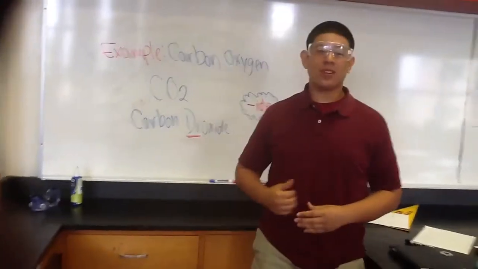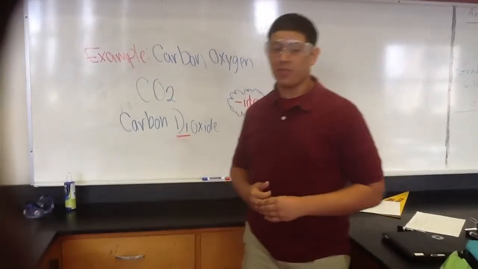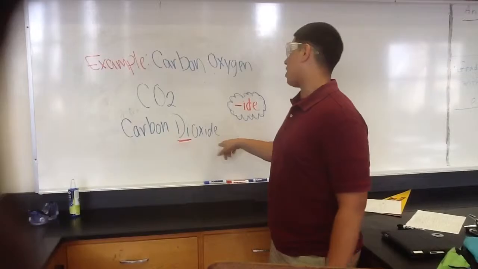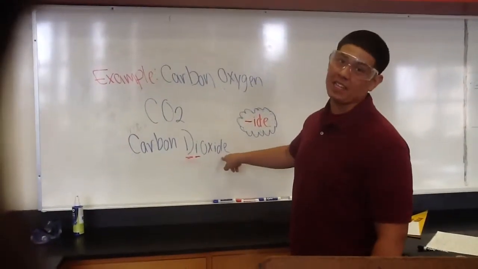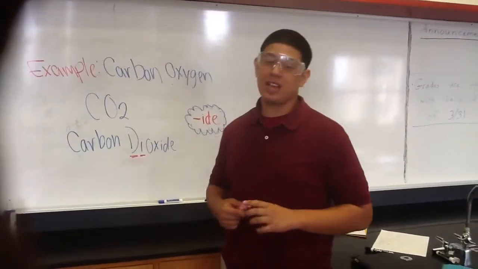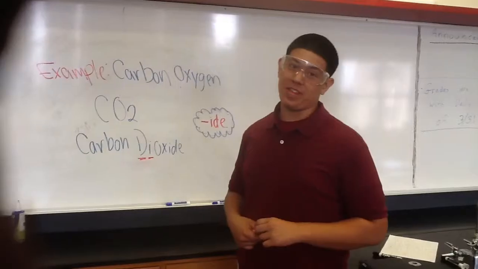For example, carbon and oxygen, when put together, is CO2, and because it's covalent, it's called carbon dioxide. Don't forget your di or your ide. And of course, after naming every element, add ide at the end.